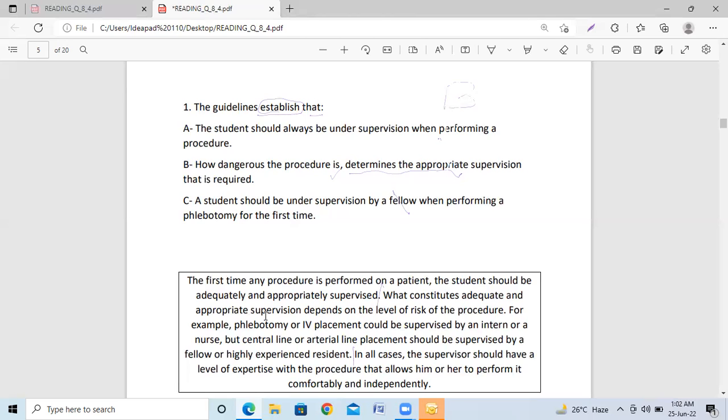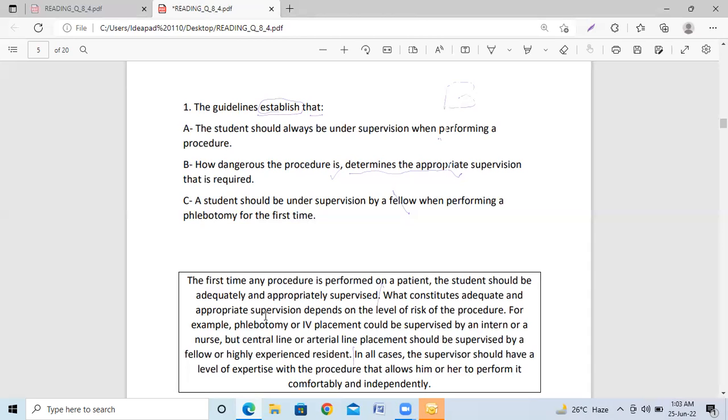They have given examples that phlebotomy or IV placement can be supervised by an intern or a nurse, which are simple procedures, right? Then they have given two more examples. Central line or arterial placement should be supervised by a fellow or a highly experienced resident. It means these two procedures cannot be supervised by an intern or a nurse. For such procedures, a fellow or a highly experienced resident is required. In all cases, the supervisor should have a level of expertise with the procedure that allows him or her to perform it comfortably and independently.